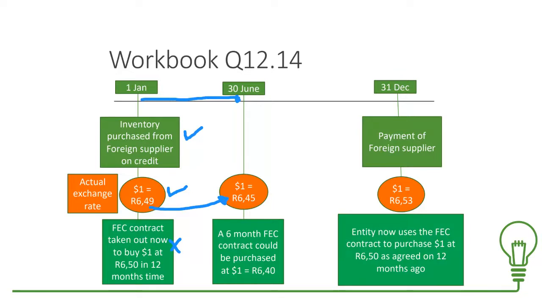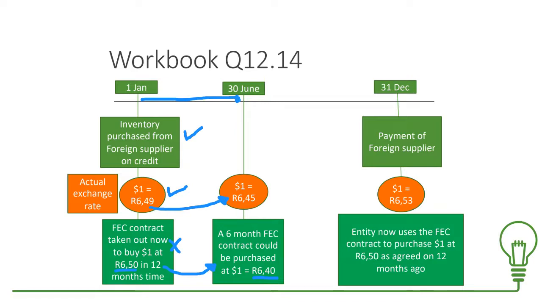Okay, so now we're going to move with the FEC, and someone asked me earlier on, can we have a loss in the FEC? We're going to move from 6 Rand 50 to 6 Rand 40. So it cost us 6 Rand 50 to get into this contract, or it is going to cost us 6 Rand 50 at expiry date. But how much would we have paid if we took out the contract now? We would have actually paid 6 Rand 40. It cost us 6 Rand 50, but it would have cost us 6 Rand 40 if we took out the rate now, today.